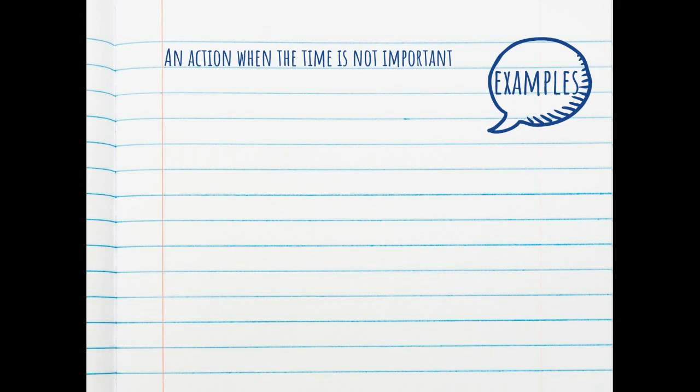Okay. First of all, as I mentioned, the first one is an action when the time is not important or we don't know the time of the action. We can say something like, someone has eaten my soup. As you can see, we're not specifying when. We just know that someone ate it. Someone did it before the moment that we're observing it right now, but we don't really know when it happened.